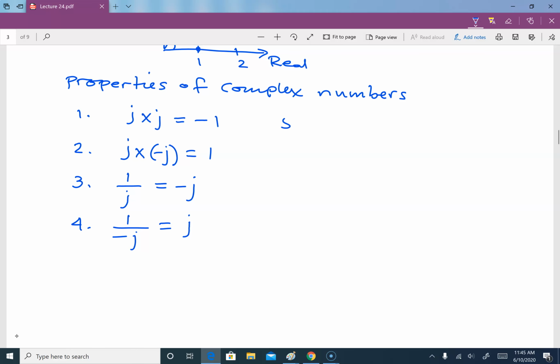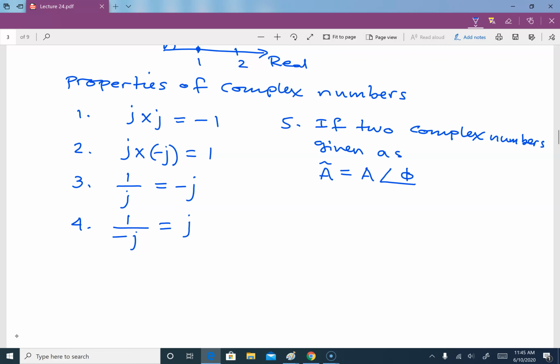And then number 5, if two complex numbers are given as phasor A equal to A with angle phi and phasor B given as B with angle theta, then A times B is equal to the magnitude of A multiplied by the magnitude of B, and regarding the angles you will just add them together.